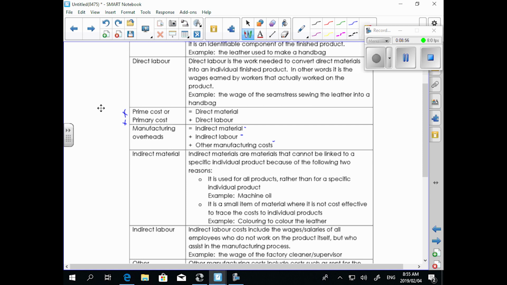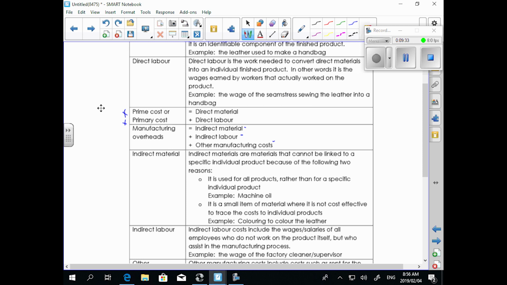So we know what we used it for because it's an actual material for the production, or the dye for the handbags, but we can't actually attribute it to a specific handbag. So it's still relating to the product and it's still almost direct to the product, but we can't do it to a specific unit. So don't get confused to say that it's completely outside of the product just because it's indirect. It's still the product itself. It's just we can't say this much for one handbag. So it's used for all products rather than for a specific individual product. So your example is machine oil. So it's a small item of material where it is not cost effective to trace the cost to individual products.